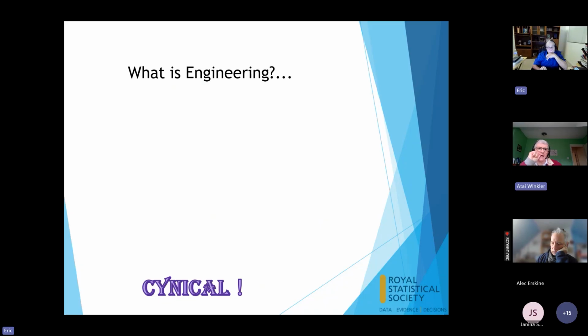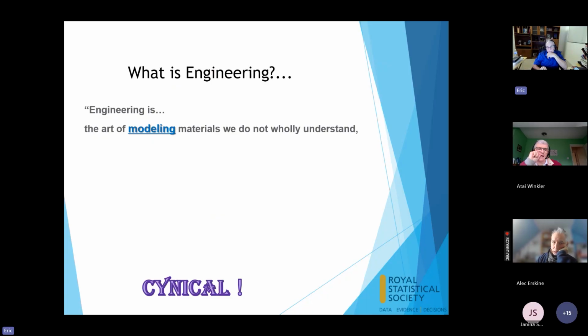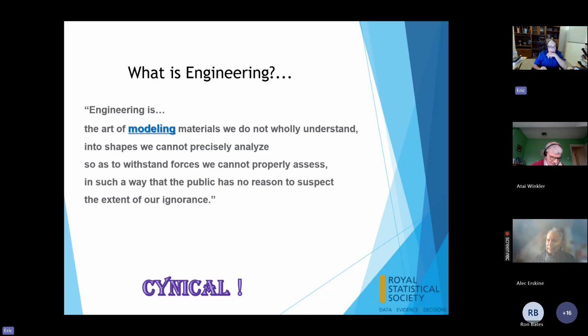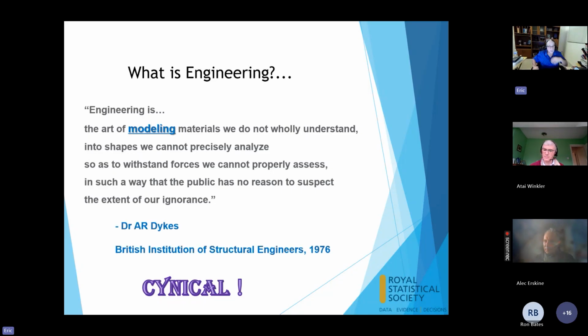So here's a quote from a British engineer about 50 years ago. Engineering is the art of modeling. I underline modeling because I'm going to come back to modeling in our talk today. Engineering is the art of modeling materials we do not wholly understand into shapes we cannot precisely analyze, so as to withstand forces we cannot properly assess, in such a way that the public has no reason to suspect the extent of our ignorance. A little bit more of a cynical view of the whole thing. That's from Dr. Dykes from the British Institution of Structural Engineers, as they said about 50 years ago.